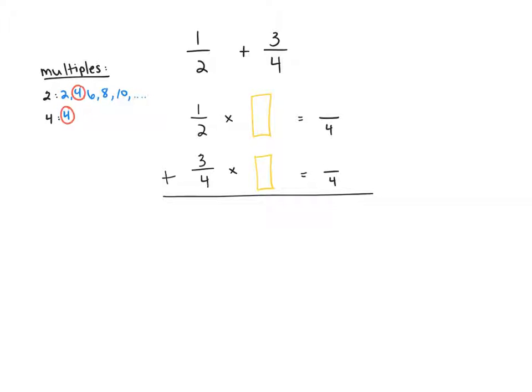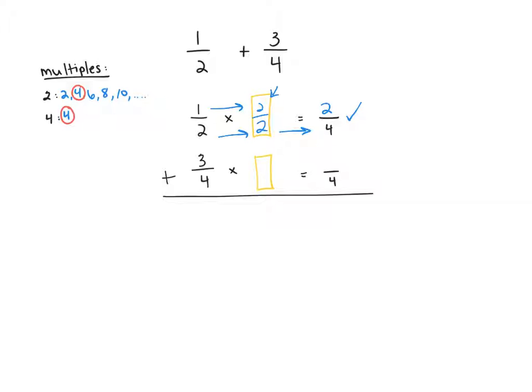If I multiply 1/2 by 2 over 2, that gets me to my denominator of 4. And when I multiply by a fraction that equals 1 whole, I'm not really changing the fraction. If I multiply my numerator, 1 times 2 equals 2. So 1/2 has now turned into 2/4.